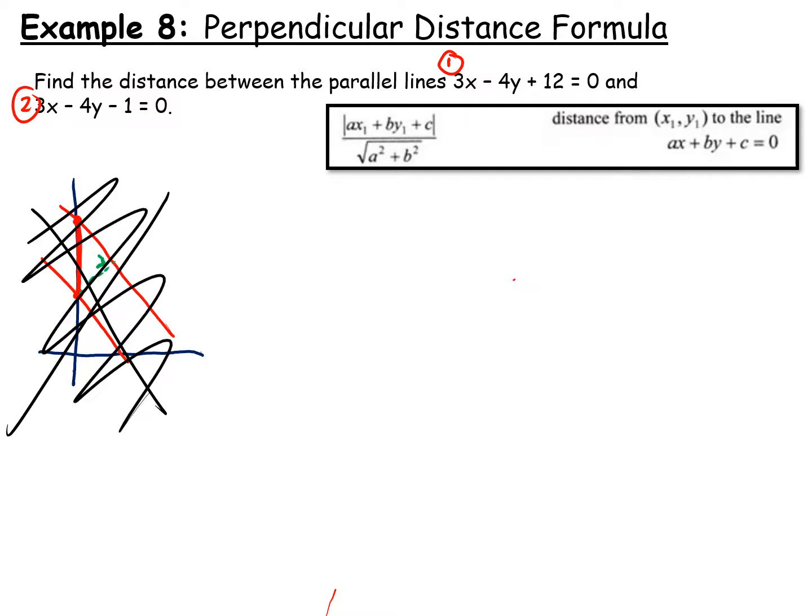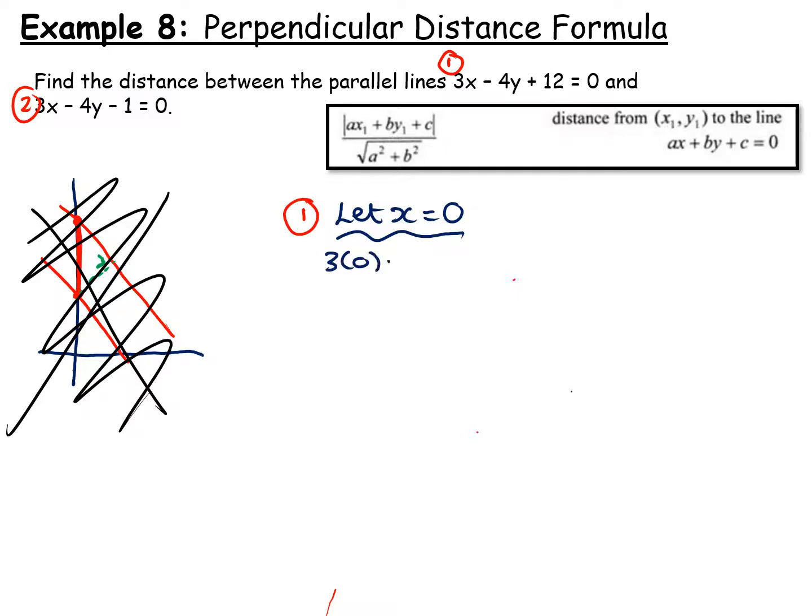That's definitely not the way to approach it. I'm just showing some of the things that can go wrong. I'm going to take equation 1 and find a point on it, and I'm going to let x equal 0. It doesn't matter what point you take. I would say let x equal 0 or let y equal 0.